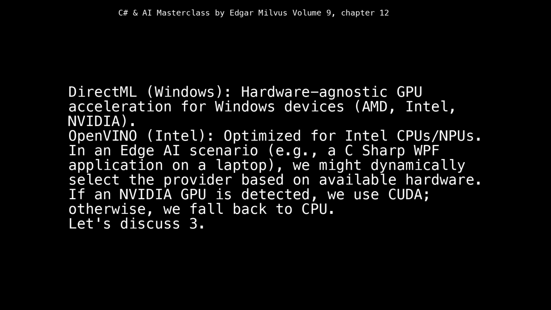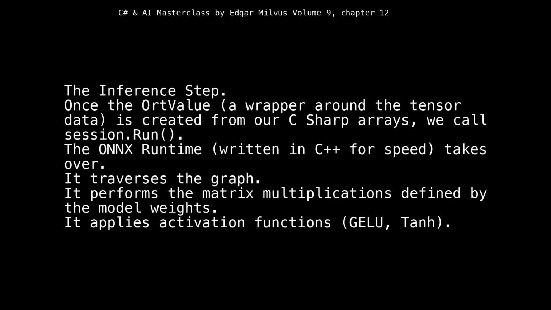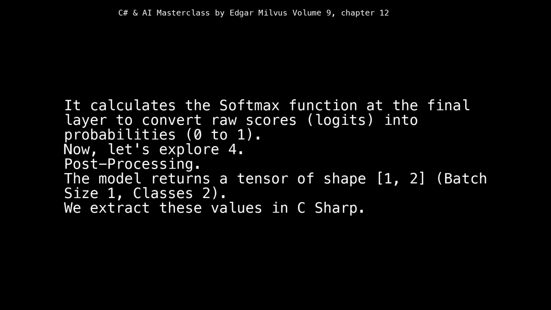Let's discuss 3. The inference step. Once the OrtValue, a wrapper around the tensor data, is created from our C# arrays, we call session.Run. The ONNX Runtime, written in C++ for speed, takes over. It traverses the graph. It performs the matrix multiplications defined by the model weights. It applies activation functions, GELU, tanh. It calculates the softmax function at the final layer to convert raw scores, logits, into probabilities, 0 to 1.